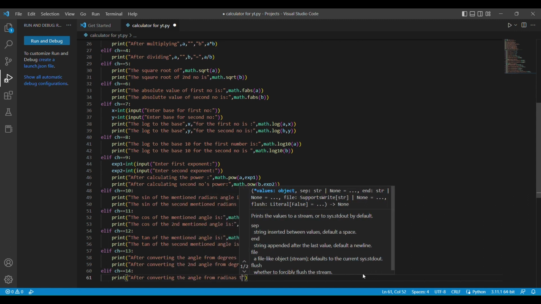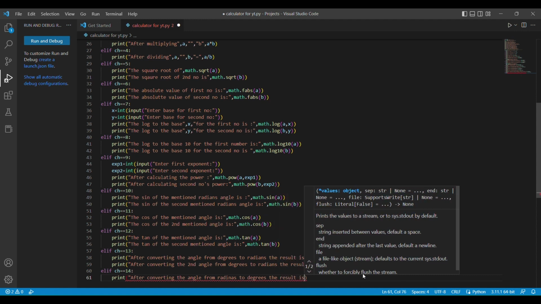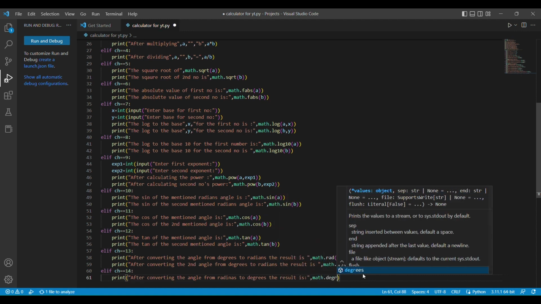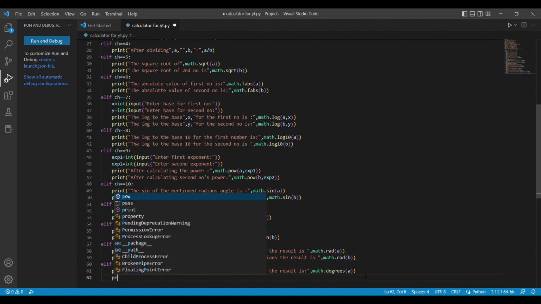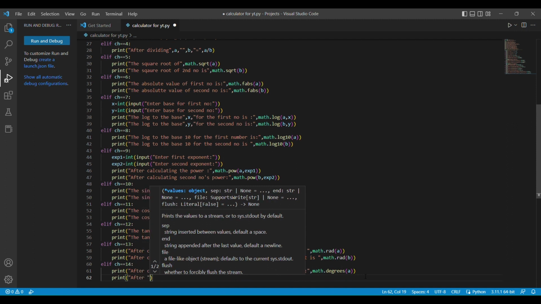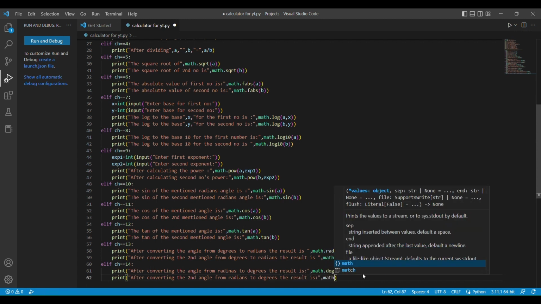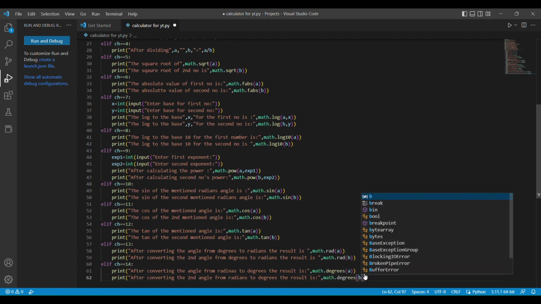Now elif ch is equal to 14, print after converting the angle from radians to degrees, the result is, comma math dot degrees a. Print after converting the second angle from radians to degrees, the result is simply math dot degrees b.